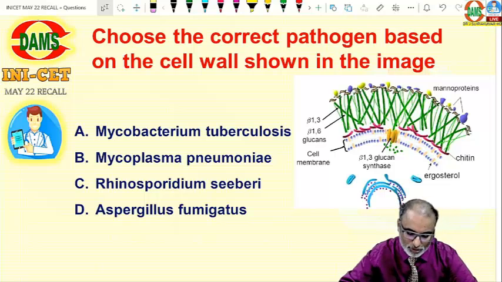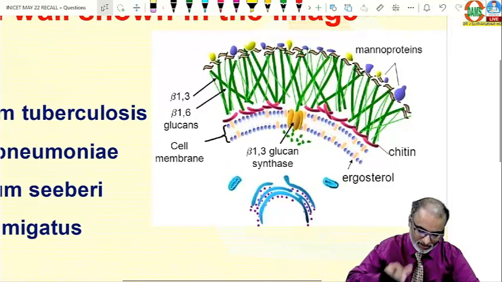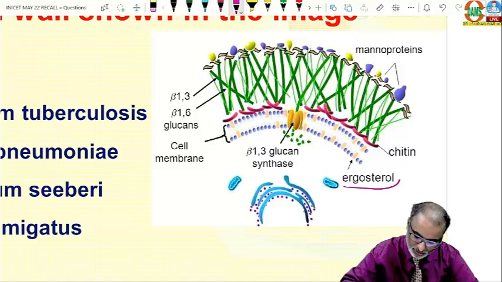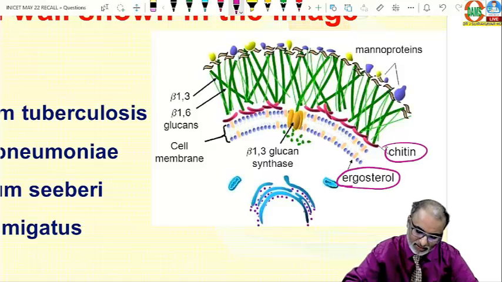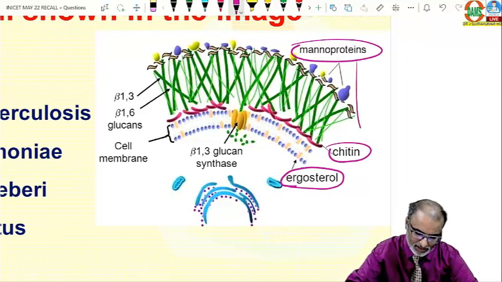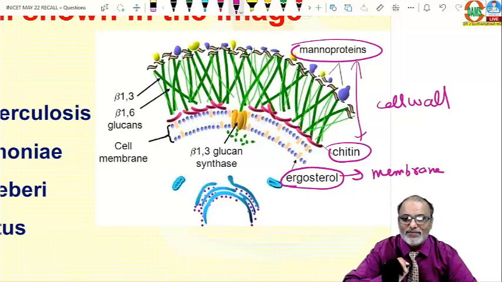Choose the correct pathogen based on the cell wall shown in the image. One image is there. In this image, the important things are ergosterol, chitin, mannan. These are all components of fungus, because chitin and mannan, glucomannan are the fungal cell wall, and ergosterol is the component of the fungal cell membrane. So this is sufficient to tell it is fungus.